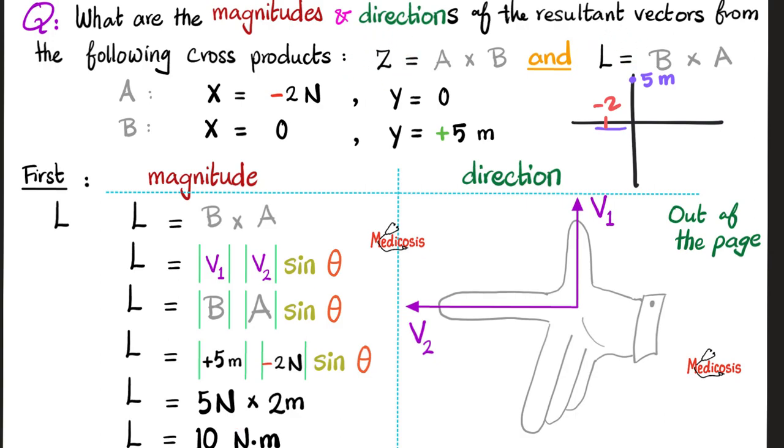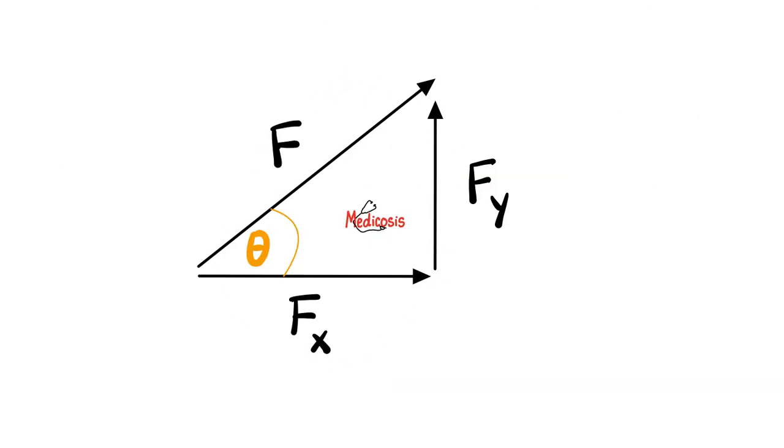So both the Z vector and the L vector have the same magnitude of 10 N times m, but they have a different direction. Z was going into the page, away from you, but L is coming out of the page at you. Please, for the sake of decency, do not use your right-hand rule in your teacher's face. It will be misunderstood. Next, let's review some trigonometry.